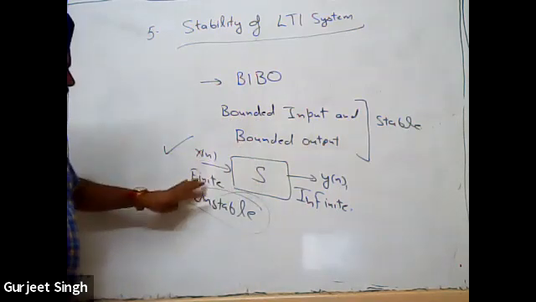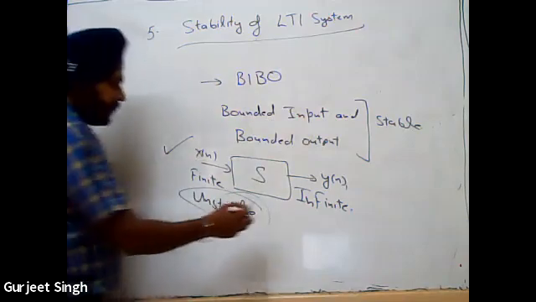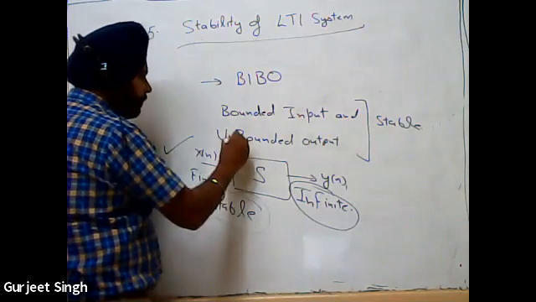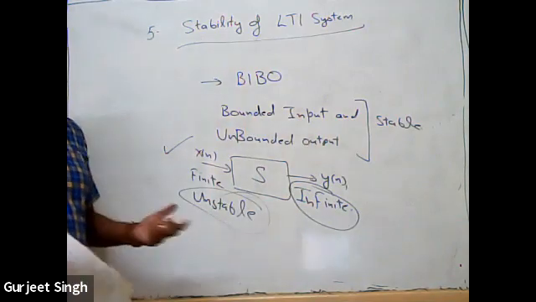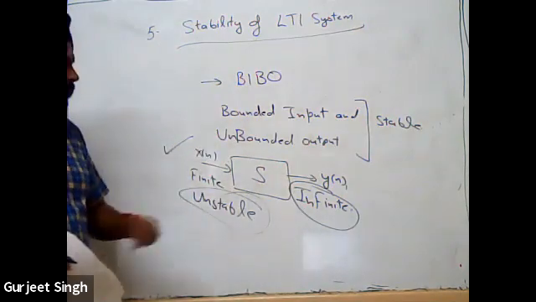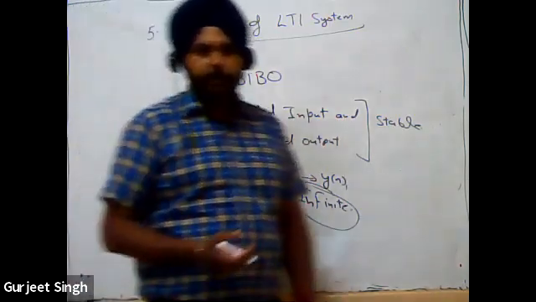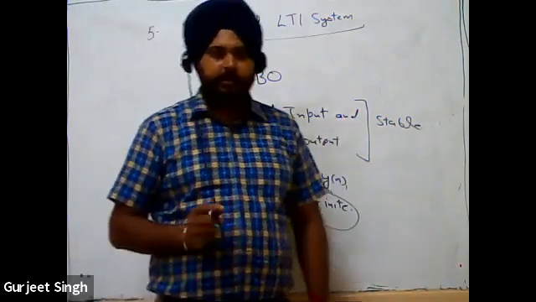When I am giving the finite input, this is the bounded input. When I am getting this infinite output, this will become the unbounded output. Unbounded means it is not bounded, it is getting an infinite value. So that system must be an unstable system. So we have two types of system, the stable system and the unstable system.